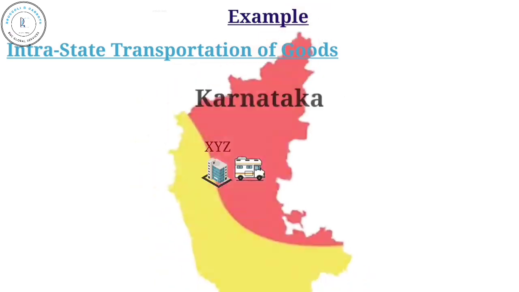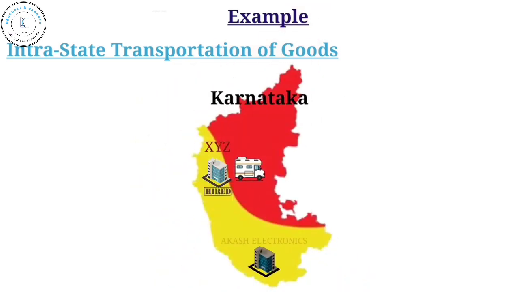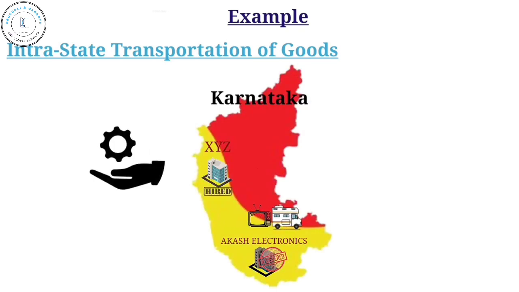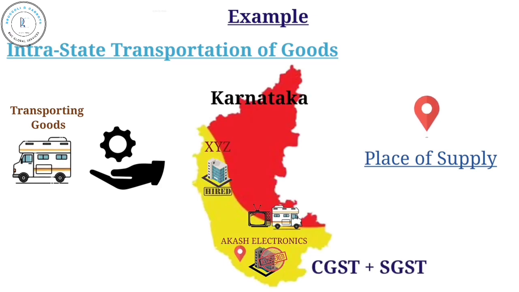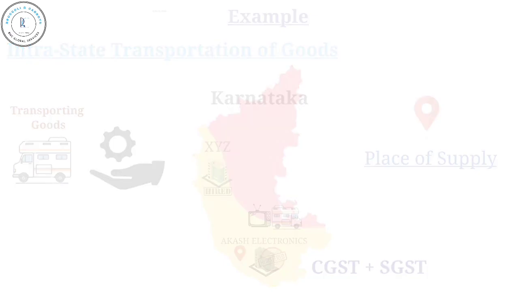Example: intrastate transportation of goods. XYZ, a goods transportation company based in Karnataka, is hired by Akash Electronics, registered in Karnataka, to transport 50 TV sets. Supply of services: transporting goods. Place of supply will be Karnataka, the location of registered person. And CGST plus SGST will be charged.